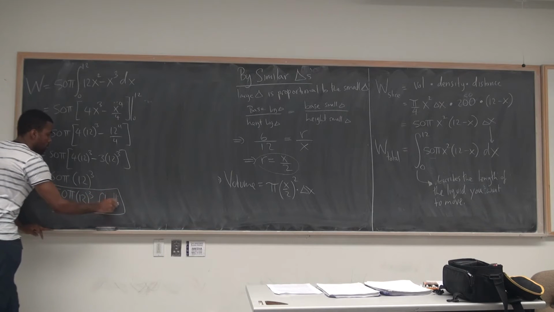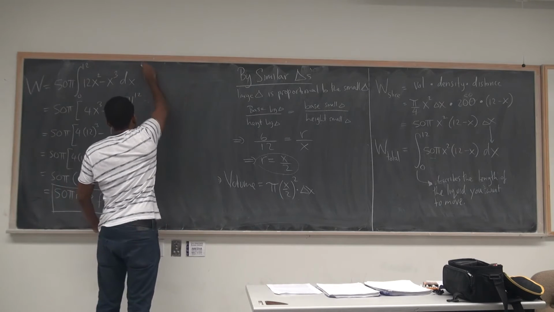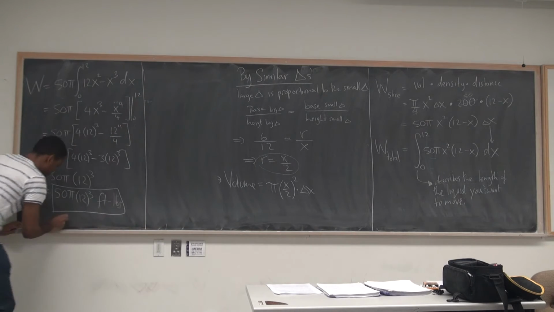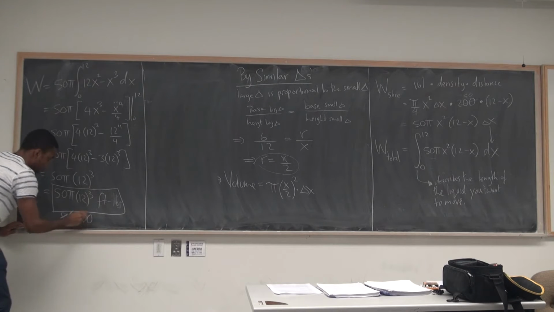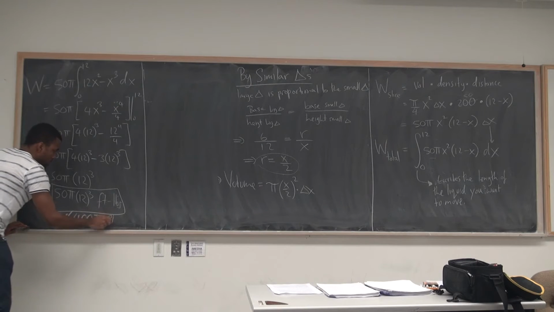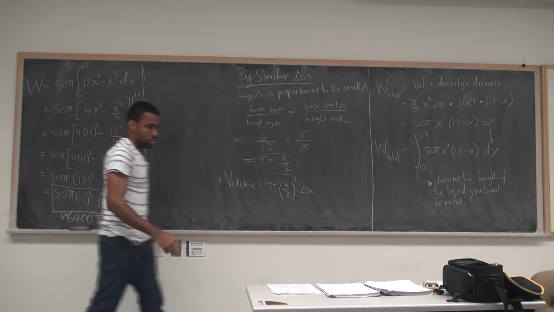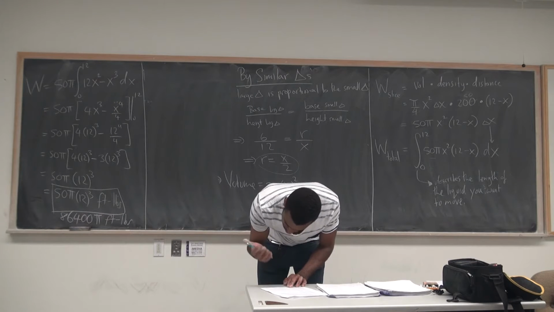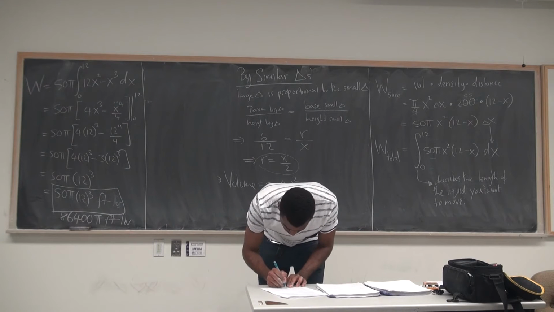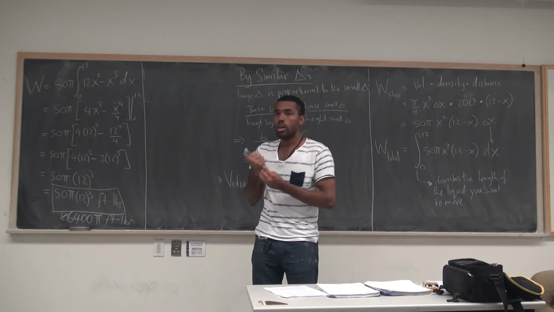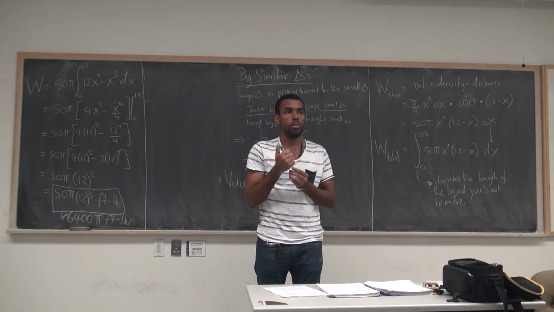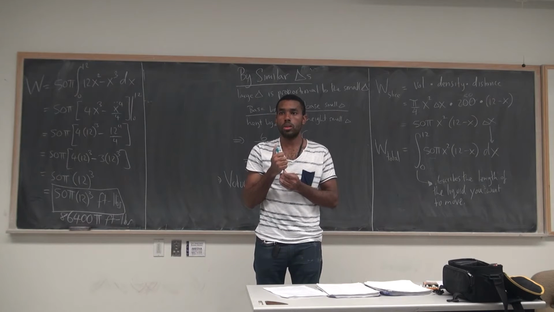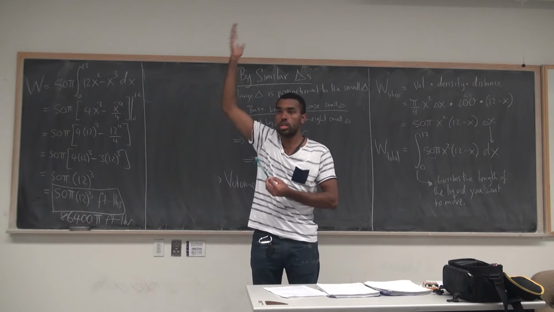Foot-pounds. 86,400 pi foot-pounds. I should write that down in my next version of this handout. I'm just going to tell them the answer. Questions on this problem? That's the amount of work for the water to be pumped out to the top.